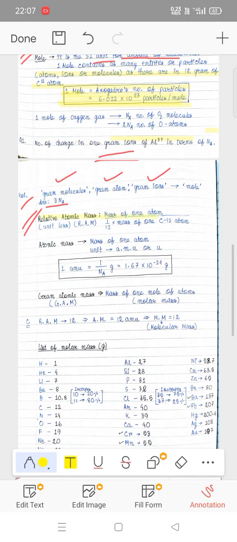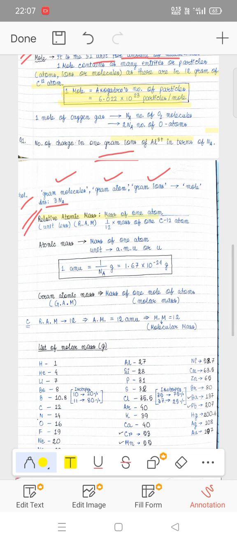Relative atomic mass equals 1 by 12 into the mass of one C12 atom. So this should be noted down. Okay, this we have to learn. Now relative atomic mass is a simple ratio, so it will have no unit, and it is represented as R.A.M., RAM, in capital letters.